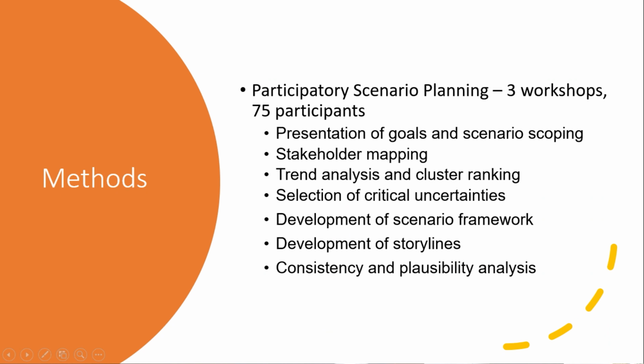So these are the steps in the scenario planning process. So the first step is presenting the goals of the workshop. Scenario scoping, so what we talked about is setting the boundaries and so on. Then we did some stakeholder mapping with the people who are actually there.